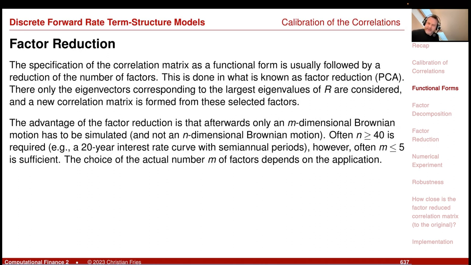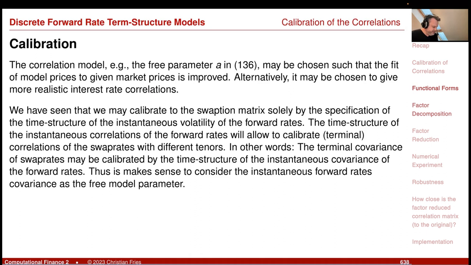We also observed that sometimes it is good to reduce the number of factors. If we have 40 interest rates, we could have 40 individual Brownian motions, but I have a remark on that later on. There are arguments to reduce the number of factors.